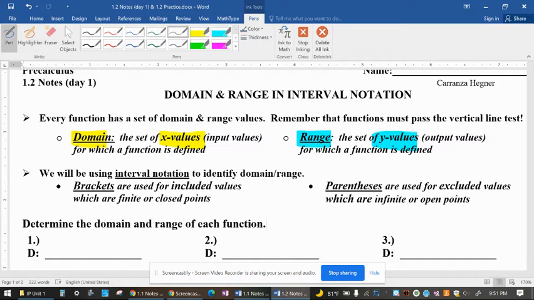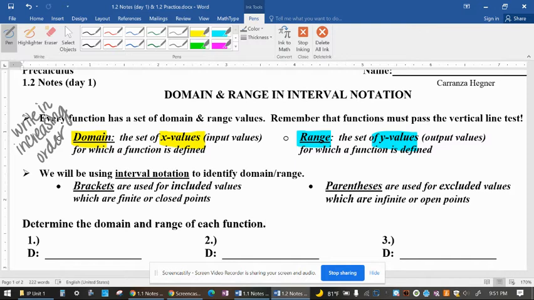Please make sure that as you're writing these, you always write them in increasing order. So write yourself a little note to write answers in increasing order. So from lowest to highest, you're going to hear me say that a lot, from lowest to highest.